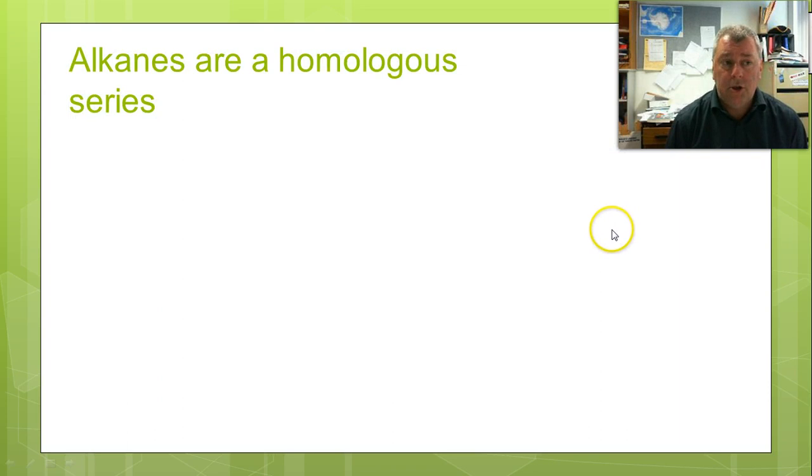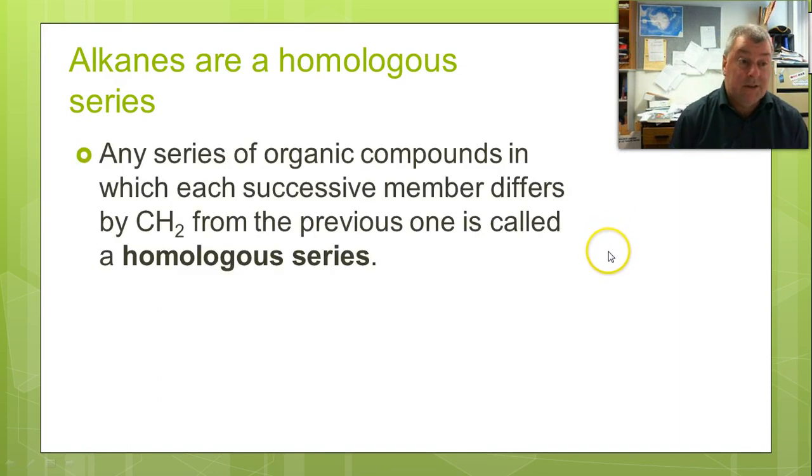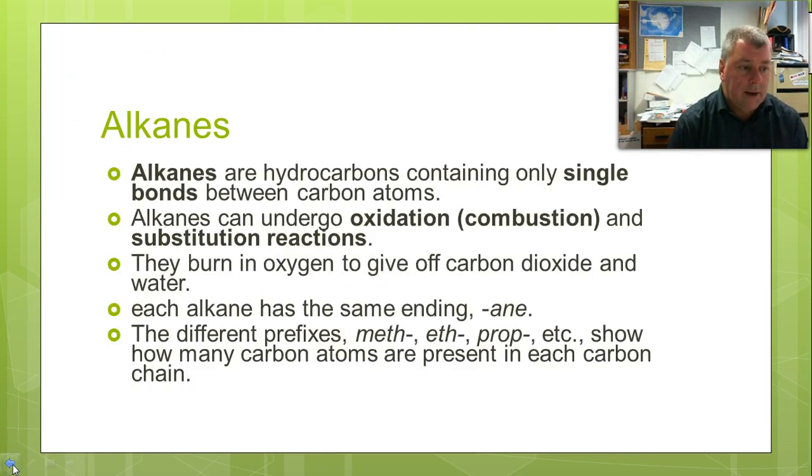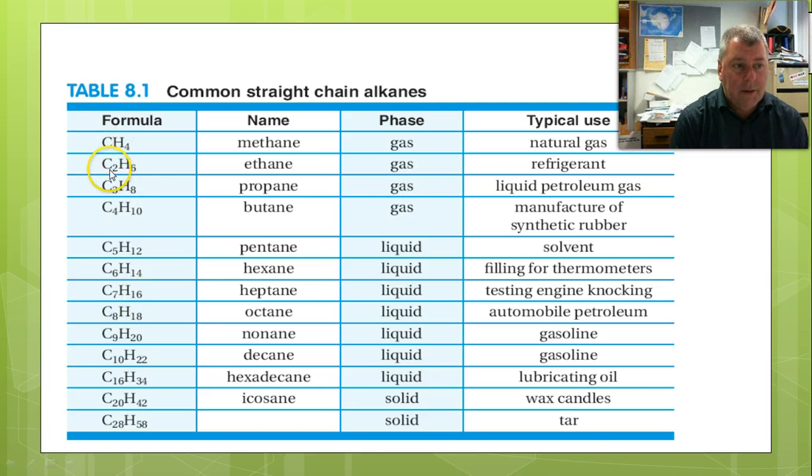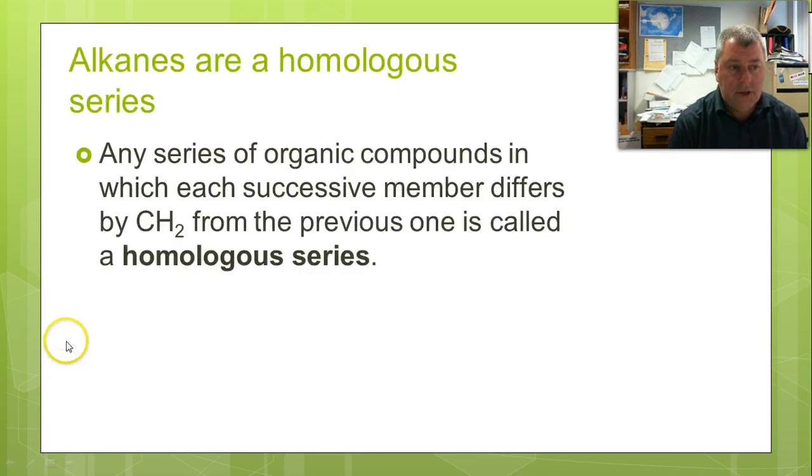So they are a homologous series. What do we mean by a homologous series? It's a big word, it's got lots of syllables. Well, it's a series of organic compounds where each successive member differs by a common amount, which is CH2, from the previous one. So that's why alkanes, if you go back to that table, each of these has CH2 added to each of the formulas. Okay, so that's a homologous series.